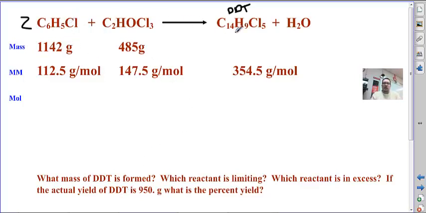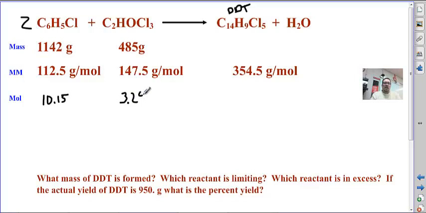Anyhow, here's our balanced equation. This is what we want to find out. First thing we got to do is divide 1142 grams of the chlorobenzene by 112, and that comes out to be 10.15 moles to 4 significant figures. Now, the chloral here, 485 divided by 147.5, that comes out to be 3.29 moles.